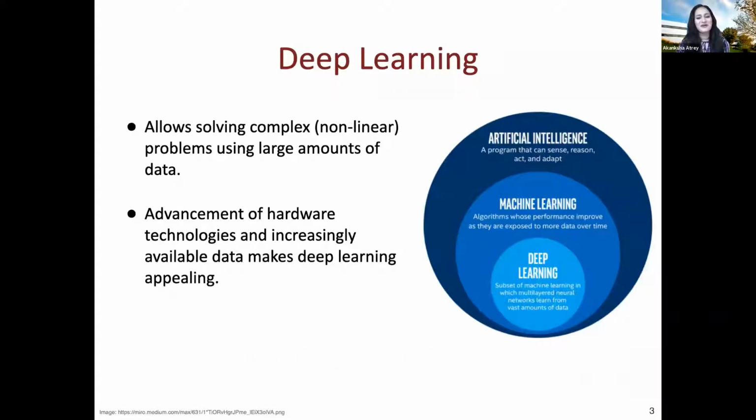And it shouldn't come across as a surprise. We are trying to use this data to learn behavior about the environment or behavior of multiple users. And deep learning is one way to do that. Deep learning allows us to solve complex nonlinear problems using large amounts of data. And because of the hardware technologies that have provided us this capability, and again, increasingly available data, deep learning is very appealing.